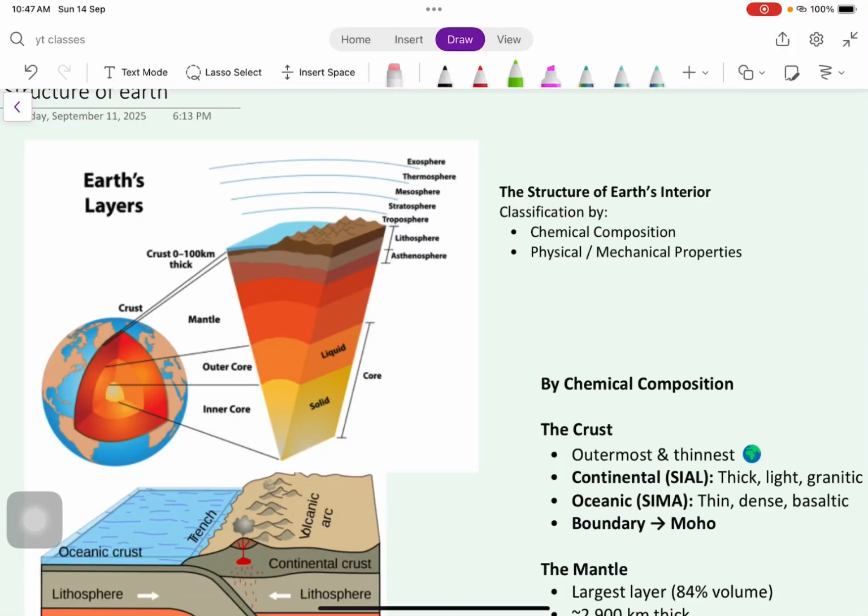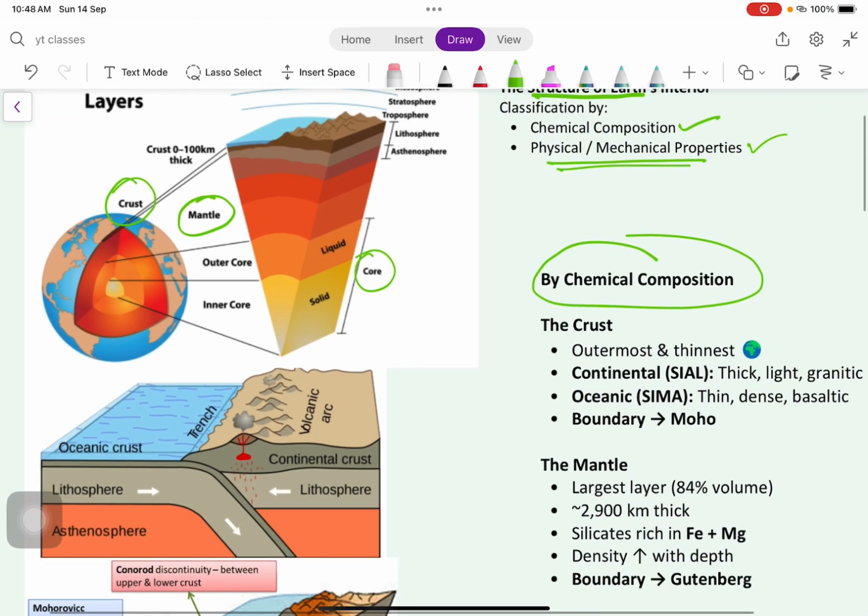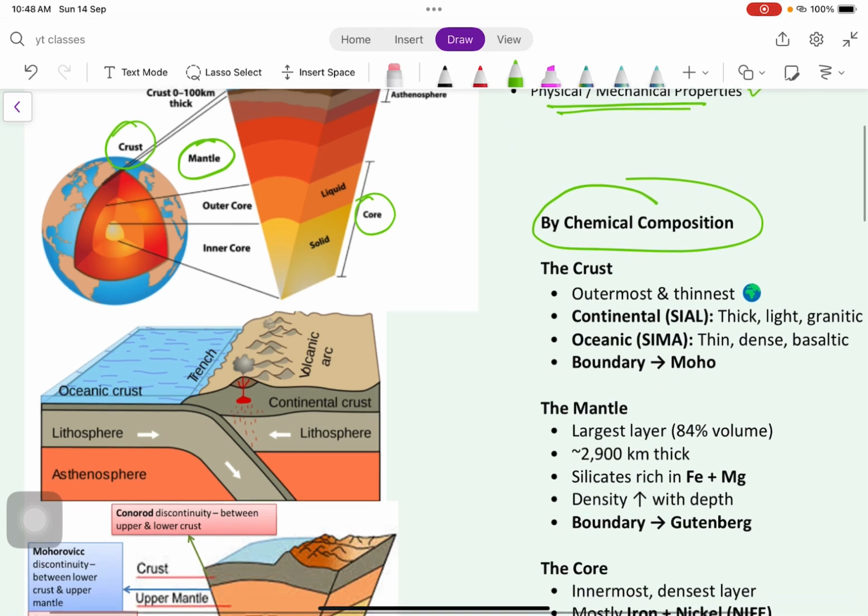So today in this video I will explain the structure of the earth, how the earth is divided into different layers, its internal structure based on the chemical composition and the physical or mechanical properties of the earth. Based on the chemical composition, the earth is divided into three main layers: the crust, the first and uppermost one, the second one is the mantle, and the third one is the core. So these three are the different layers of the earth based on the chemical composition.